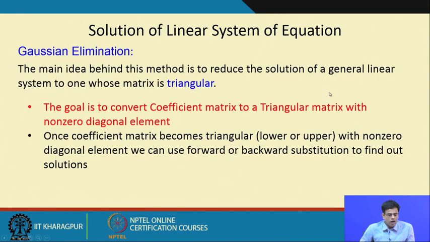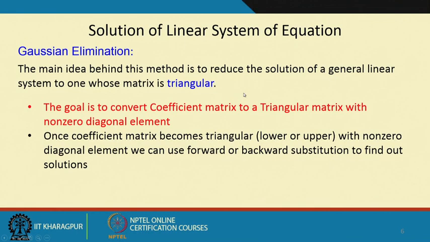So, let us start with Gaussian elimination. The main idea behind this method is to reduce the solution of a general system of equations to one whose coefficient matrix becomes triangular, because once we obtain the triangular matrix, the solution is very simple, either by backward substitution or forward substitution.